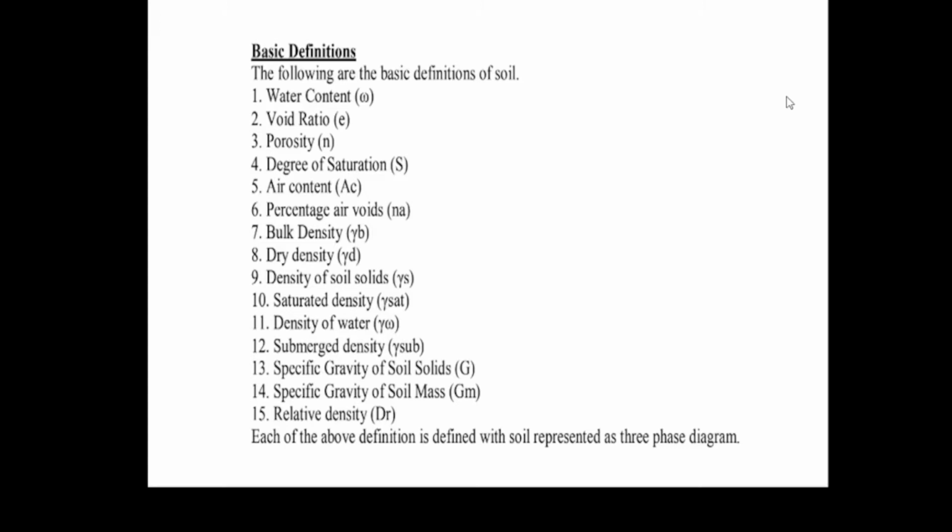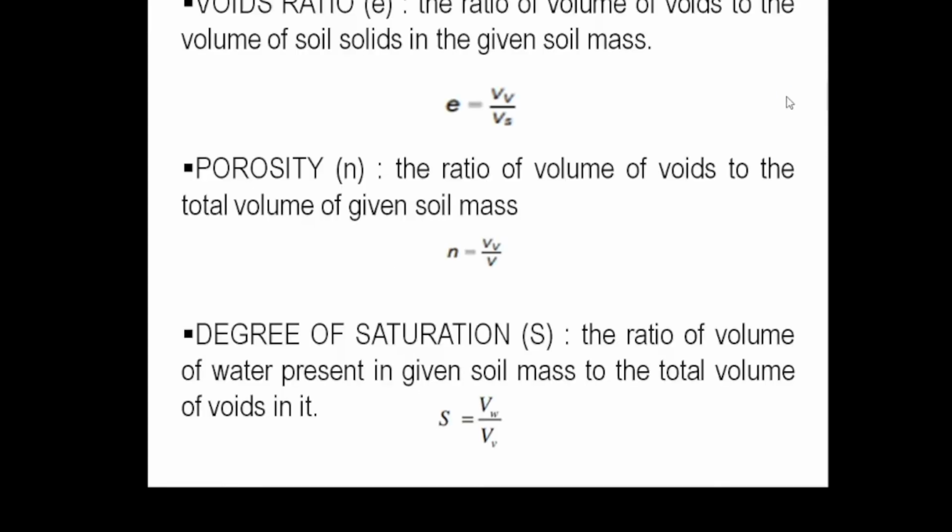So after studying the three-phase diagram of soil, these basic definitions of soil are very important. Water content denoted by the letter w, voids ratio, porosity, degree of saturation, air content, percentage of air voids, bulk density, dry density, density of soil solids, saturated density, density of water, submerged density, specific gravity, relative density. All of these definitions play a very important role, and let us see the formulas of each.